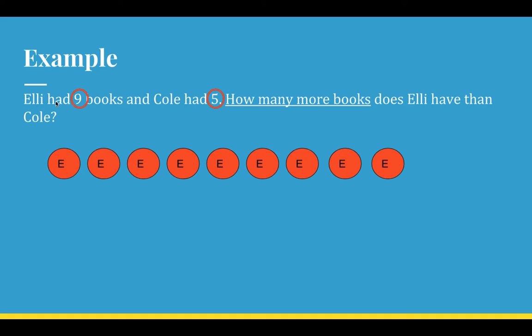Next, I'm going to draw how many Cole had, and I'm going to draw them right underneath. So Cole had 5, it says here in the story problem. So underneath, I'm going to draw circles with C's in them for Cole's books. So 1, 2, 3, 4, 5. The letters on them just help me to keep them straight, as well as the colors, so that I can easily see the difference between the two. I don't always have colors to change, so writing the letters helps me keep track that the ones with E's are Ellie's and the ones with C's are Cole's.